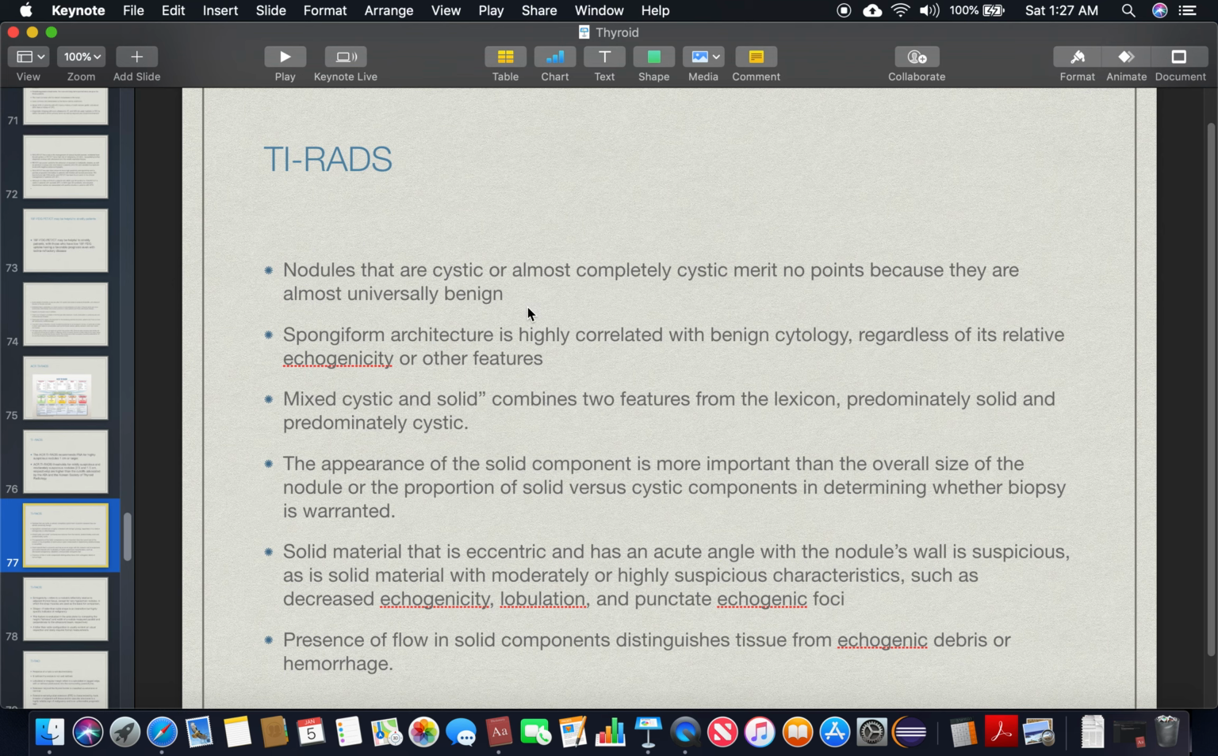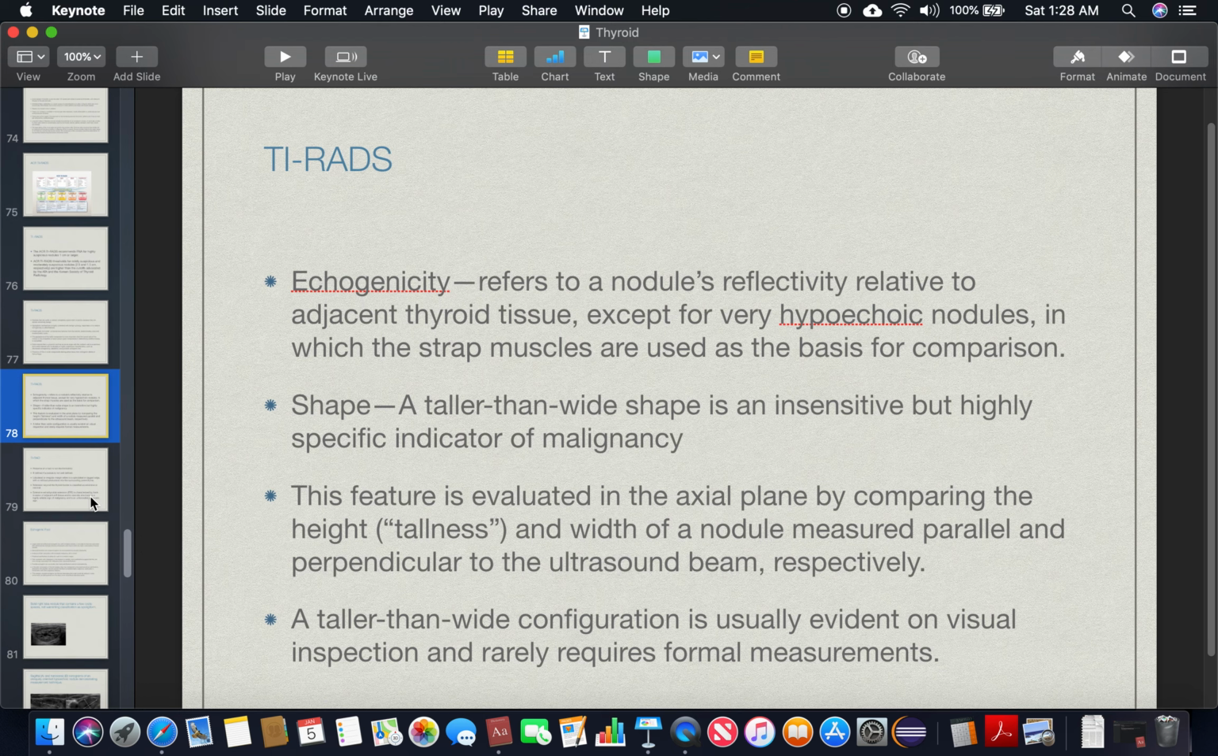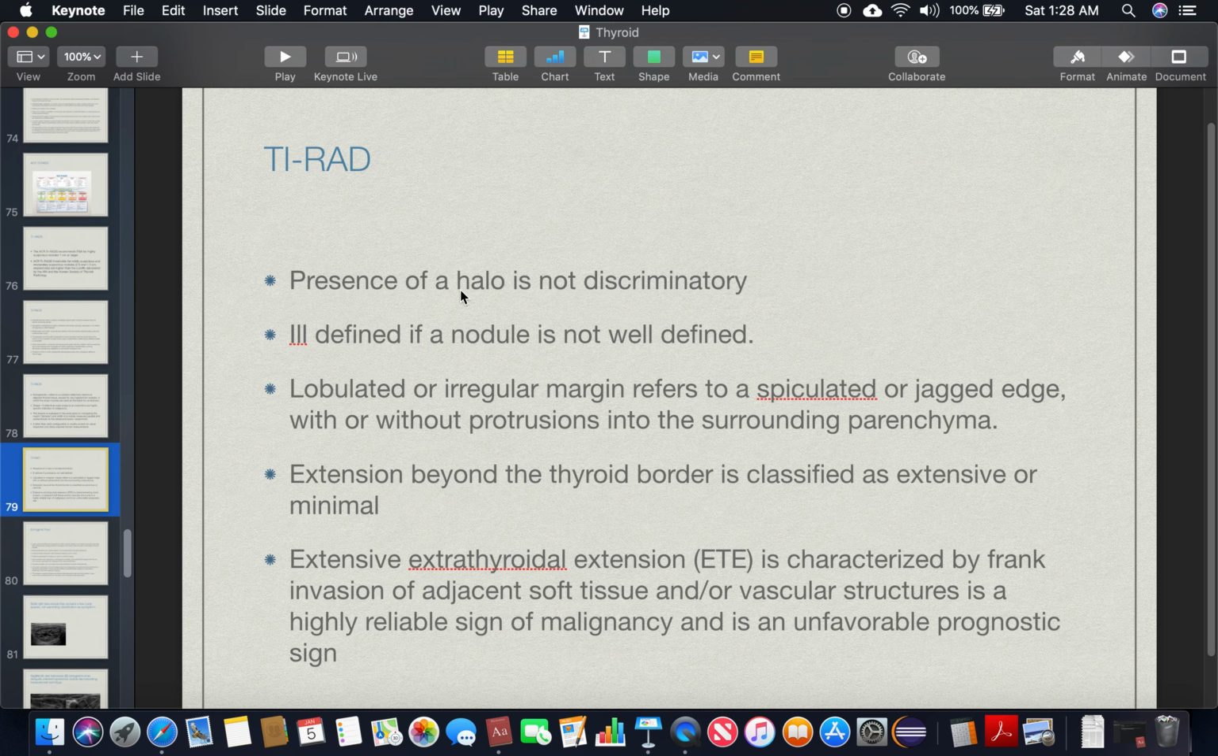Now, echogenicity of a nodule relates to the relative in relation to the adjacent thyroid tissue. Shape taller than wider is an insensitive but highly specific indicator of malignancy, and to keep in mind, if a nodule is taller than it is wider, highly suspicious. The concept of halo has been given up, ill-defined if the nodule is not well-defined. Lobulated or irregular margin refers to a spiculated or jagged edge with or without protrusion into the surrounding parenchyma.